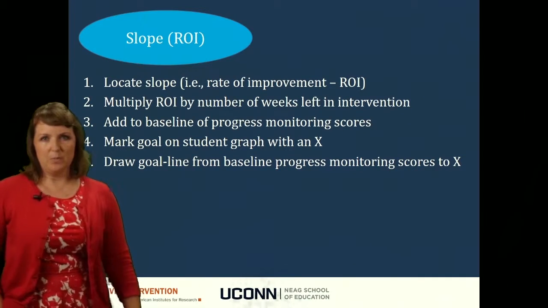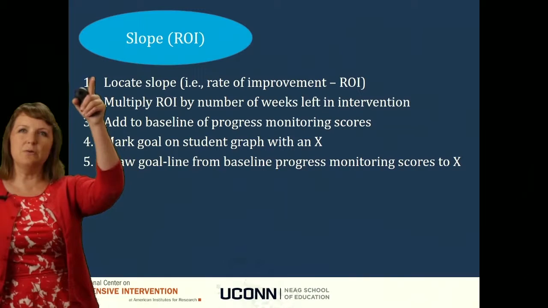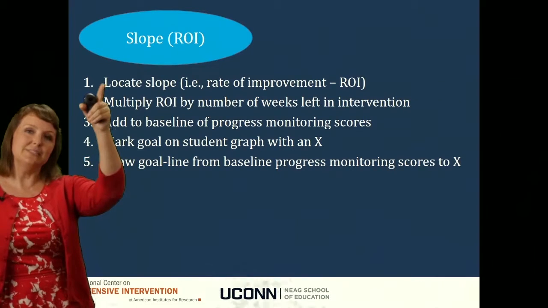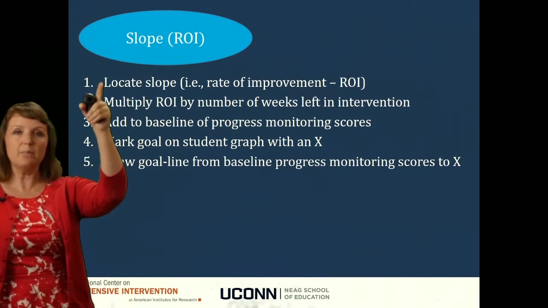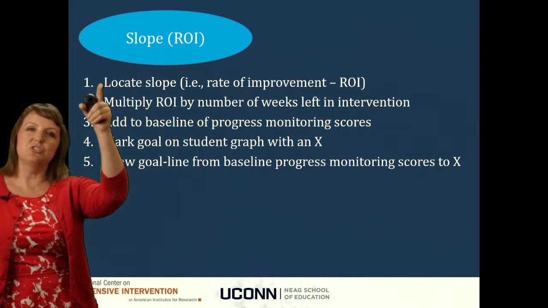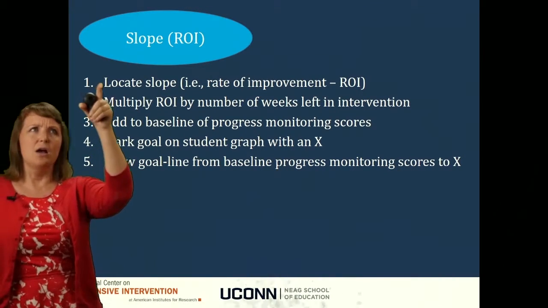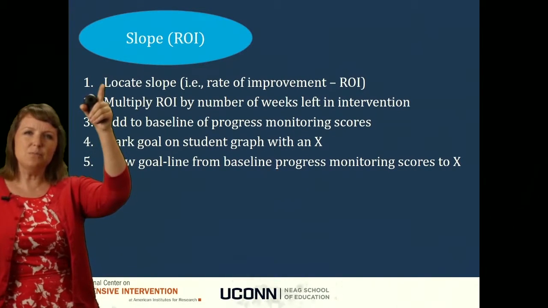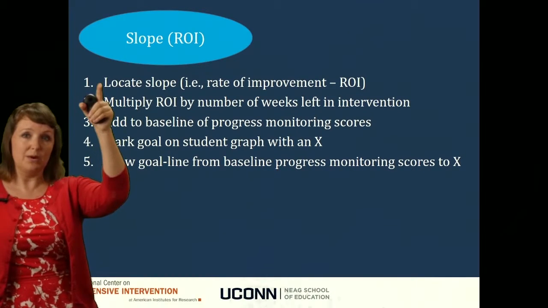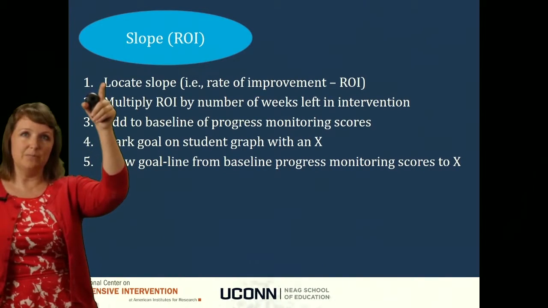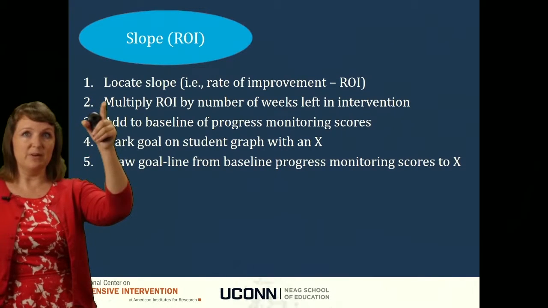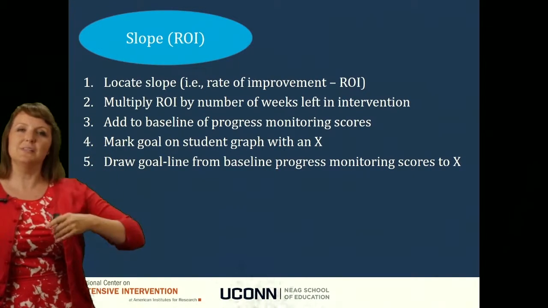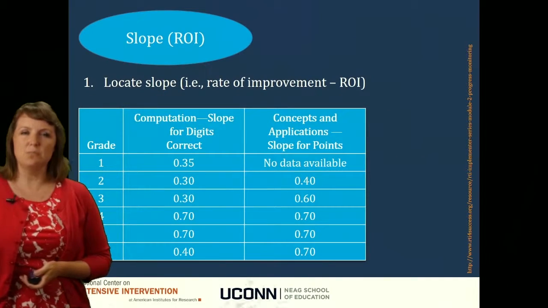If I'm using the slope method for setting a goal, I'm going to locate the slope or the rate of improvement for a student. Now, just like benchmarks, this data should be provided to you from progress monitoring measures. It should say, oh, a typical student grows 25 hundredths per week or 7/10 per week. That slope data is based on national norms, all right? So this is information that's given to you. Then you multiply that rate of improvement or that slope by the number of weeks left in the intervention. You add it to the baseline, and then you mark the goal in the same way that we did the benchmark. Let's look at how this would work for Maria.